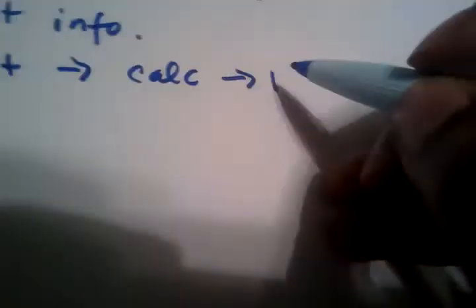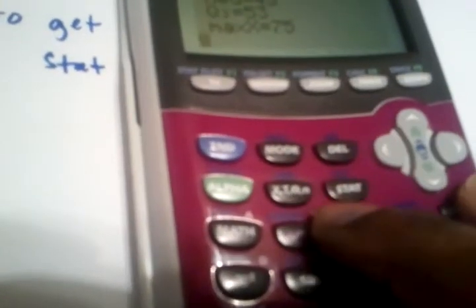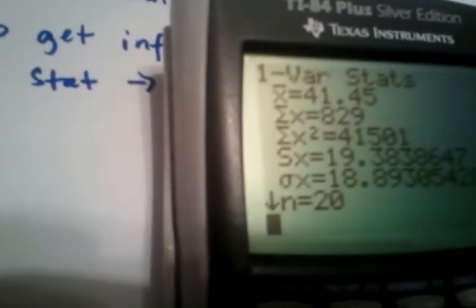After you hit 1, you want to make sure you press enter. For some of you, you're going to have to press enter more than once just to get something to show up on your screen. Just as a recap, that was stat, over to calc, and press 1, and then enter. And then you're going to end up with all of this information.